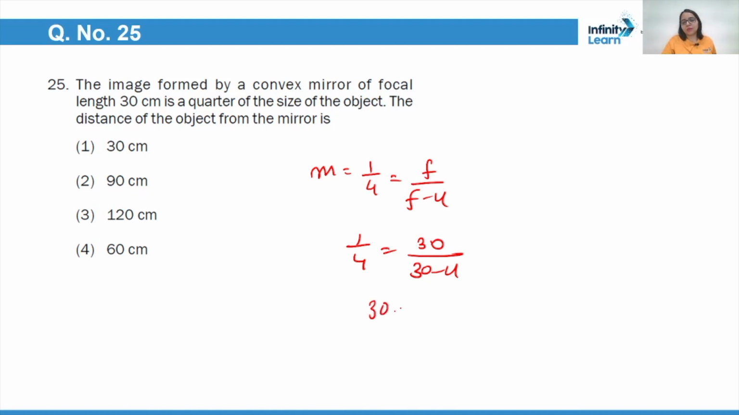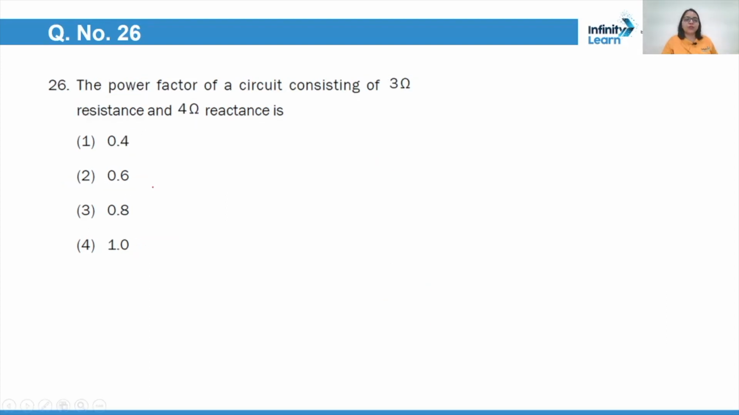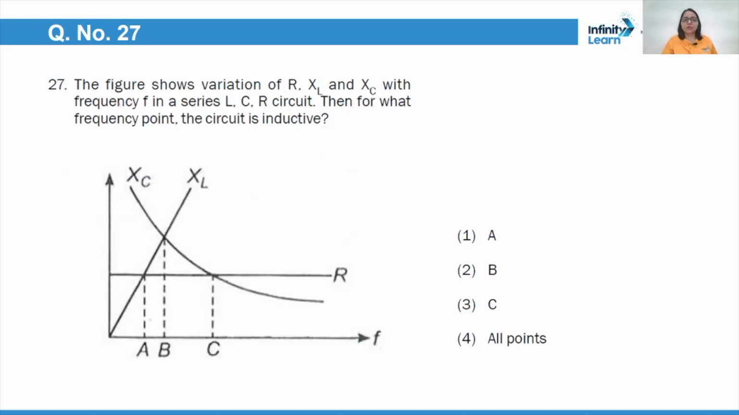So we have 30 minus u is equal to 120 over here, and u will be minus 90 centimeter, which is option 2. Question number 26, power factor is R upon Z. So power factor is 3 upon under root of 3 square plus 4 square, which is 3 by 5, which is 0.6.